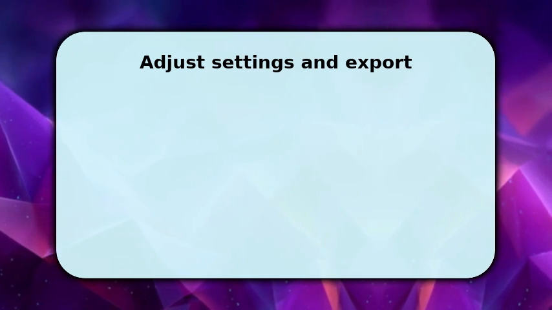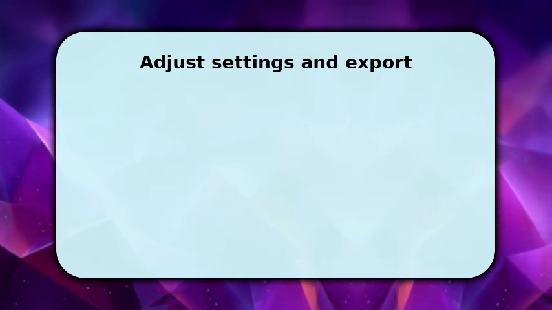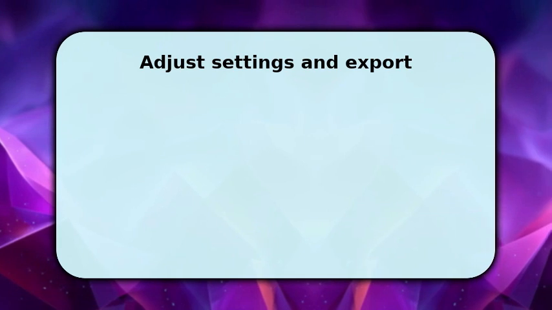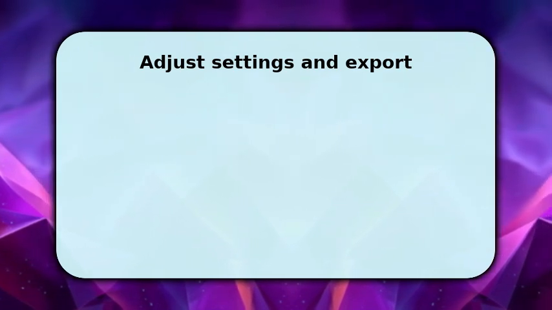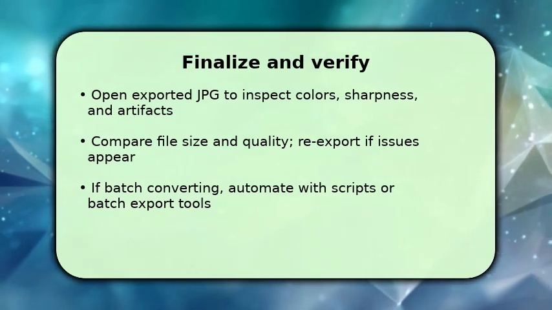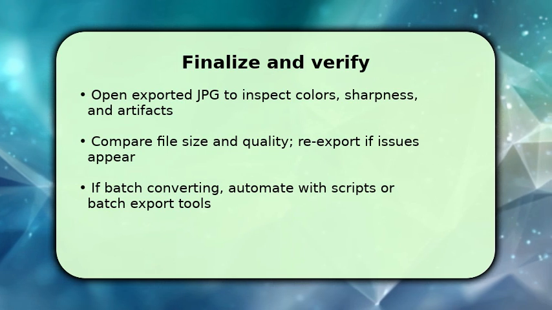Make sure to check any quality or compression sliders and preview artifacts. Adjust quality if you see banding or noise before finalizing the save. After saving, open the exported JPG to inspect for color shifts, compression artifacts, and loss of sharpness.